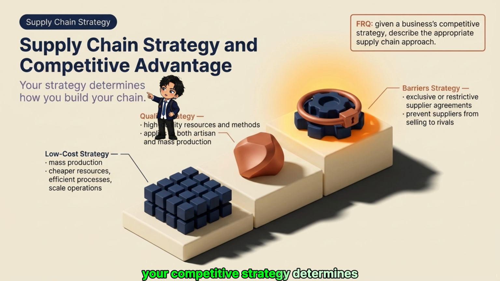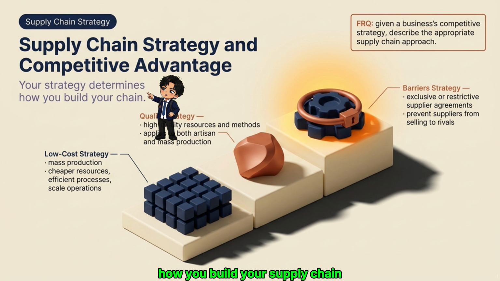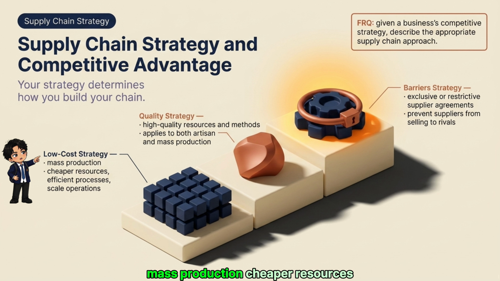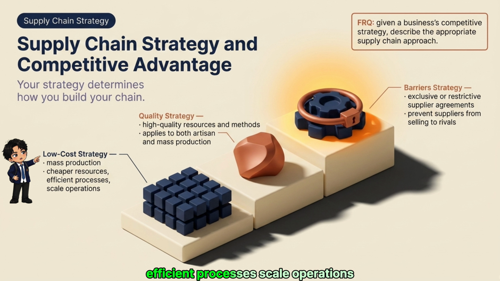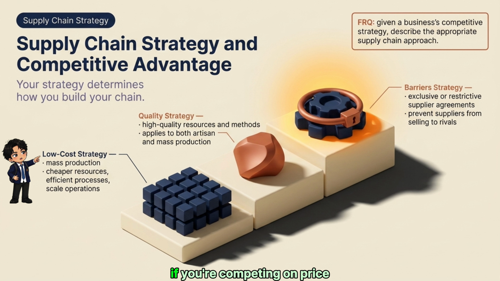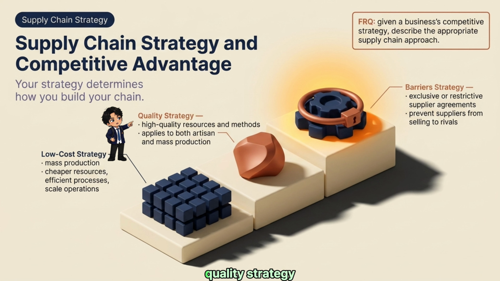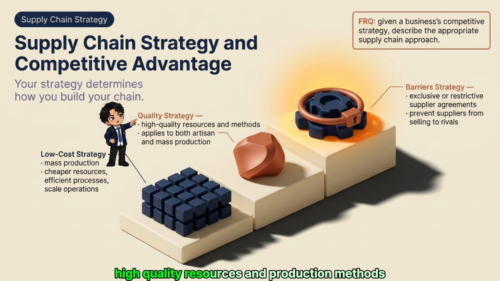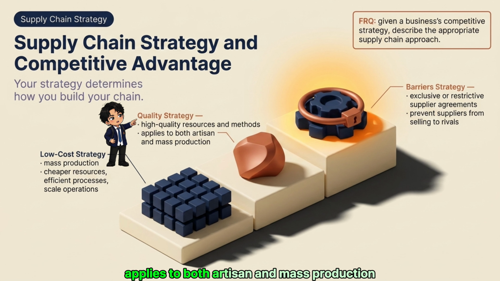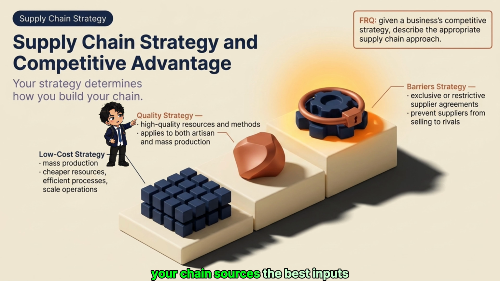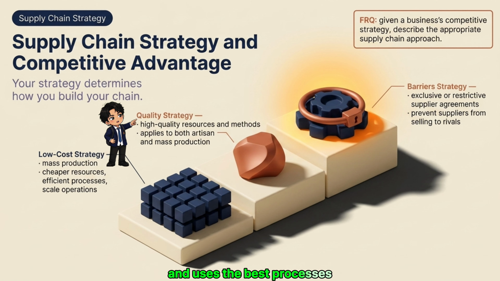Your competitive strategy determines how you build your supply chain, not the other way around. Low-cost strategy. Mass production, cheaper resources, efficient processes, scale operations. If you're competing on price, your chain has to be relentlessly cost-efficient. Quality strategy. High-quality resources and production methods. Applies to both artisan and mass production. If you're competing on quality, your chain sources the best inputs and uses the best processes.